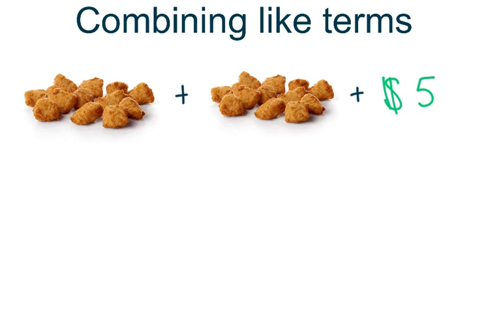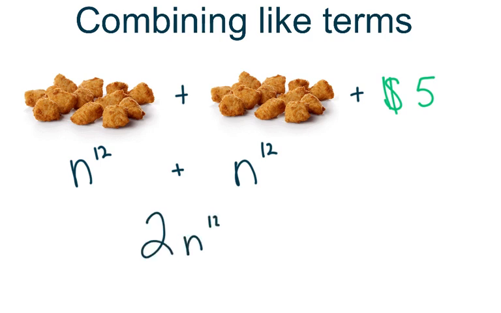Quickly review what combining like terms means because it'll be important to today's lesson. Combining like terms just means basically the same things go with other same things. So that's what like means. It means same. So here we have nuggets and nuggets. This is nuggets and there's 12 of them. It's a 12 pack of nuggets. This is a 12 pack of nuggets. You can combine those. Now you have two 12 packs of nuggets, but you can't combine that with this regular $5 because dollars don't go with nuggets.